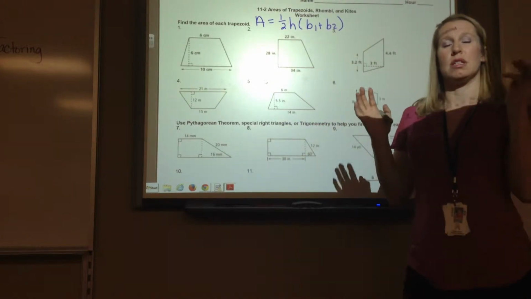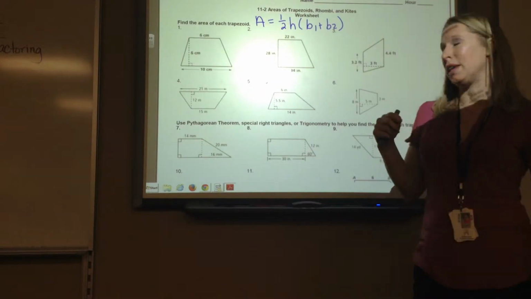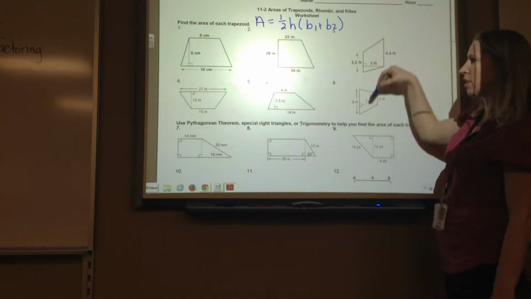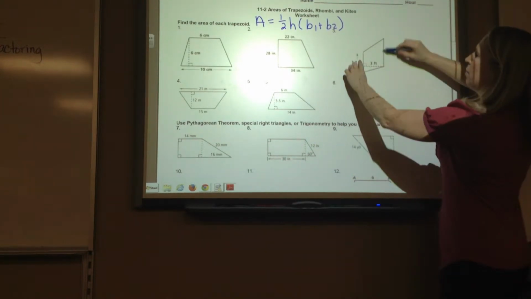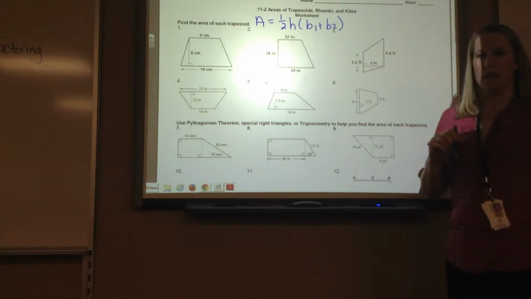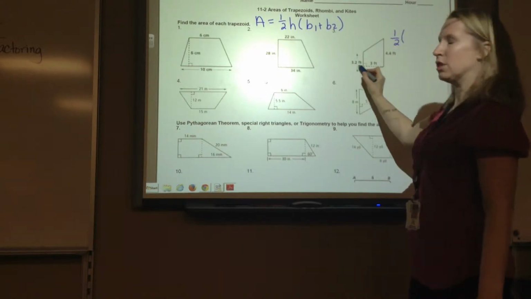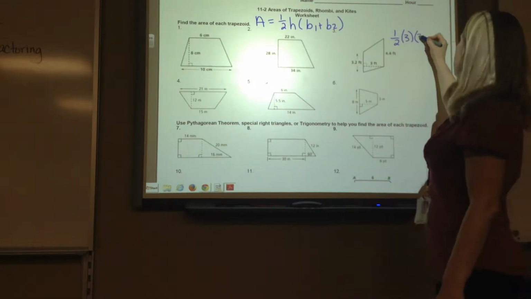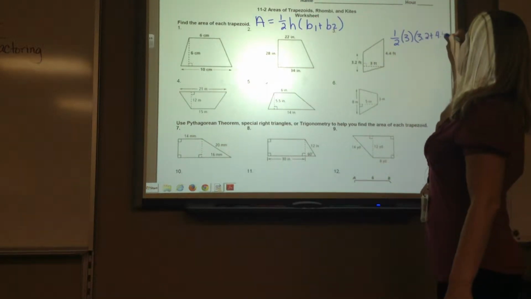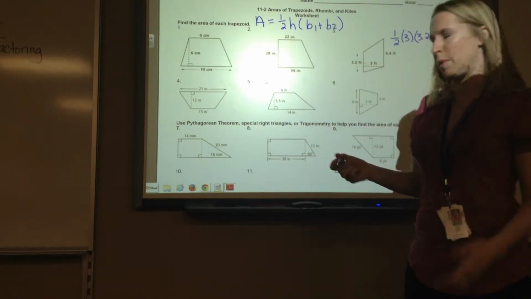Remember, the bases are the sides that are parallel to each other, and the height is the distance between the bases. So like if you look at number 3 and 6, the trapezoids are turned sideways. So these are your bases and that's your height. So you would just plug it in, half the height, which is 3, times base 1 plus base 2. And then you can type that in your calculator and solve. So the first 6 aren't too bad.